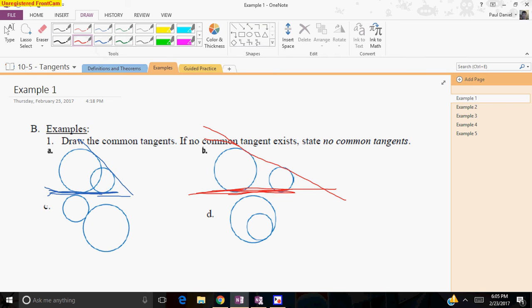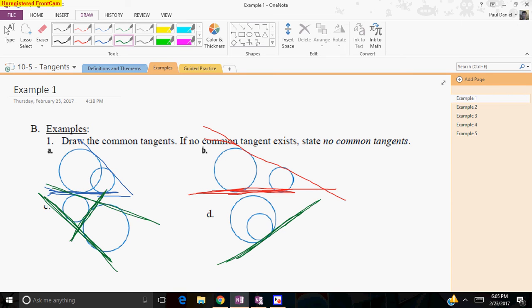On C, let's see if we got any common tangents here. Alright, let's see that one in kind of a green color. We got this place where they barely touch, right there. And then I'm going to have one coming across here, and one coming across there. On this one here in D, it looks like maybe just at that intersection point there.